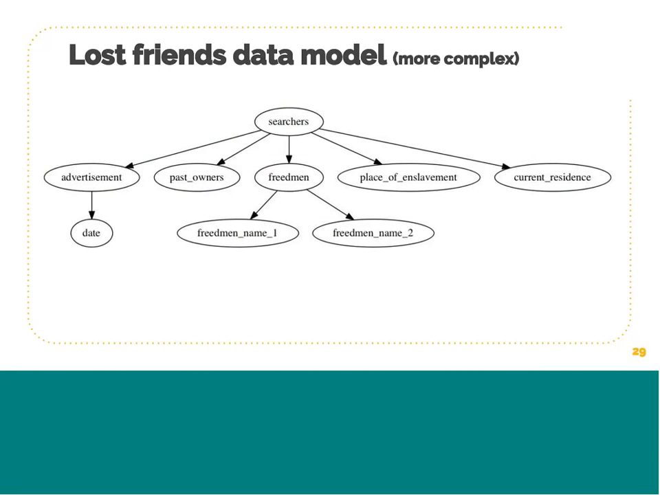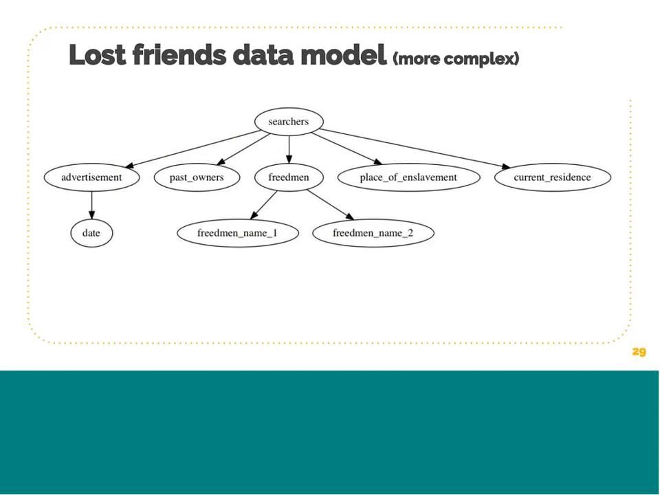So a slightly more complex version of the Lost Friends data model is right here, and mainly it's more complex in that it separates the geographical places into the place where individuals were once together, though enslaved, and their current residences. It also organizes the information around the searcher rather than the advertisement. And I did that because I'm imagining another version of this project that includes info from more than one newspaper, not just the Southwestern Christian Advocate, and imagine searchers placing multiple ads and users of this project wanting to see what are all the ads that a searcher with a particular name placed.